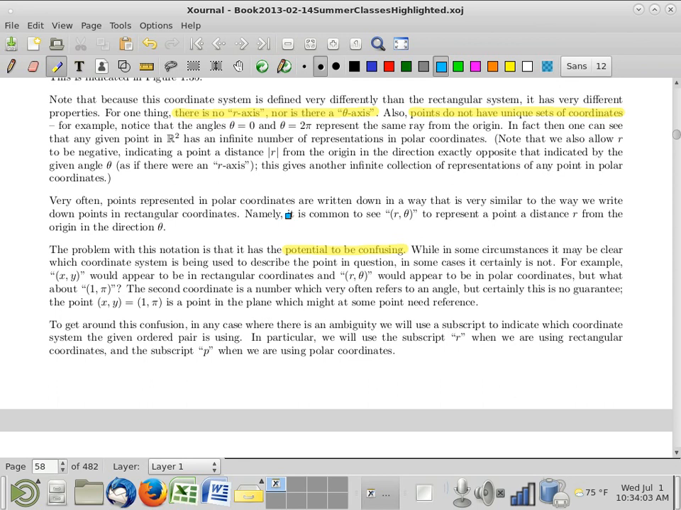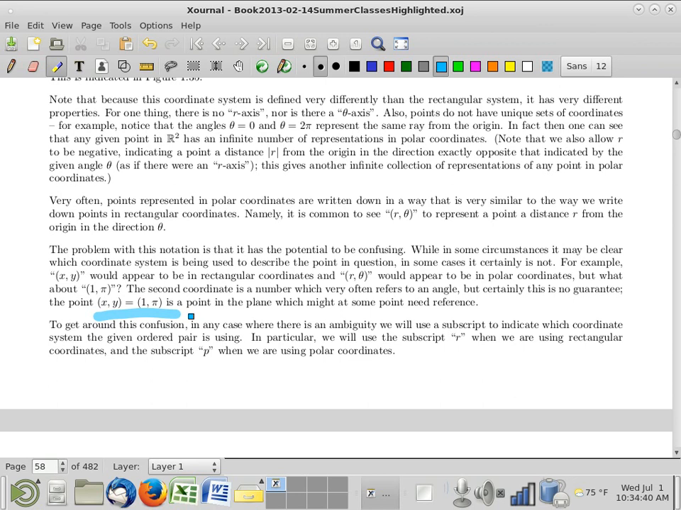Now that we have a second coordinate system in R2, let me point out that there is a potential for confusion. So, for example, if I write 1 comma pi, what do I mean by 1 comma pi? Well, it's tempting to say, oh, that 1 looks like an r, and that pi is a pretty common angle, so it's probably an r and a theta. The problem is, even though that may be the case, there is a point where x is 1 and y is pi. That's an actual point.